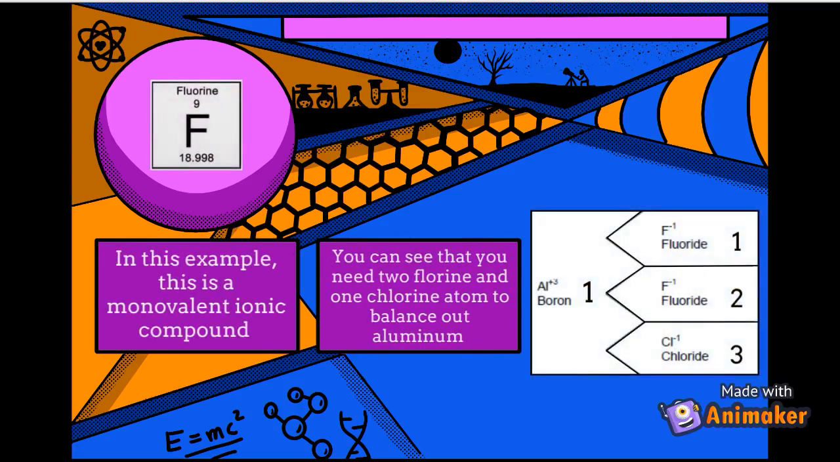If you take the elements fluorine, aluminum, and chlorine, you can make an ionic compound. The reason why is because aluminum has a 3+ charge, and fluorine and chlorine both have a 1- charge. Let's take a look at a more challenging example.